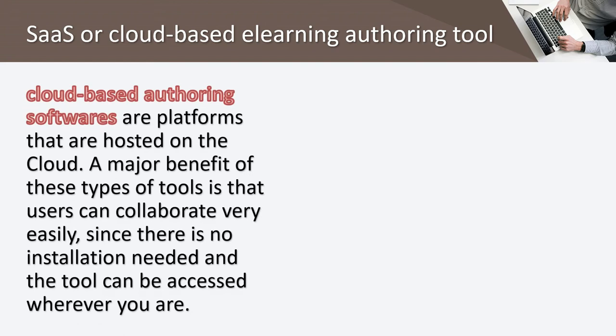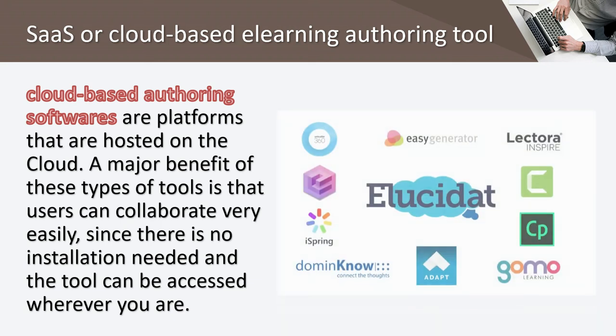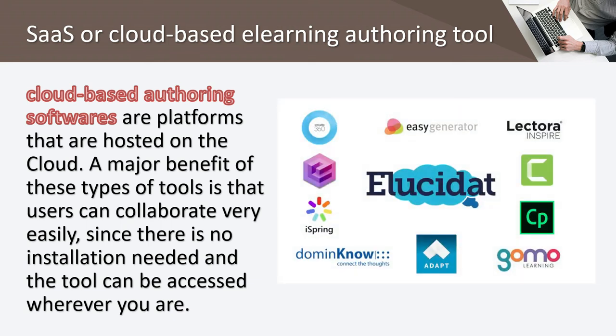We go to cloud-based authoring software. These platforms are hosted on the cloud. A major benefit of this type of tools is that users can collaborate very easily, since there is no installation needed and the tool can be accessed wherever you are. So these are the platforms and software that are used for cloud-based authoring. Examples: Elucidat, Captivate, and Camtasia.